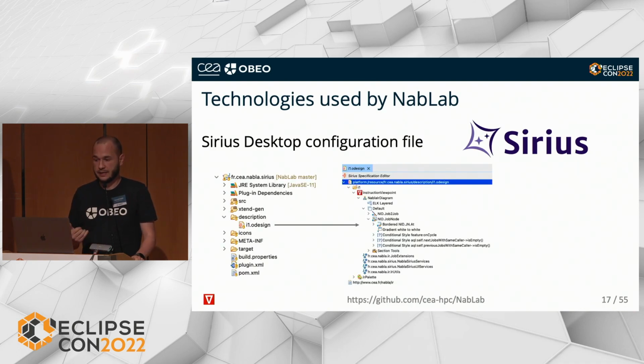All Sirius-related code and configuration files have been put in the fr.ca.nabla.sirius plugin. Here you can see the Sirius configuration file containing the description of all graphical elements in the diagram.